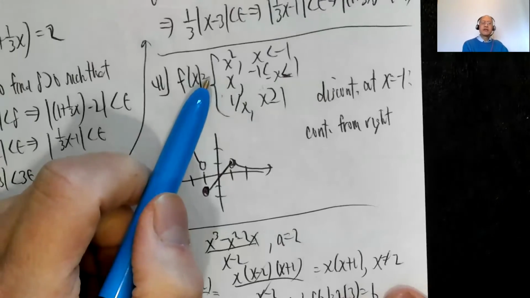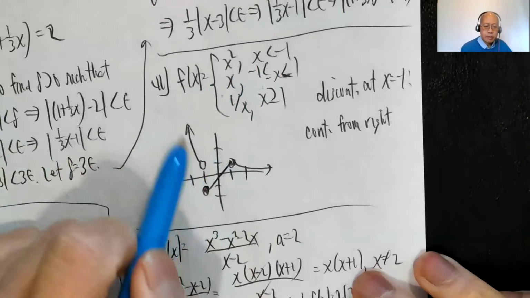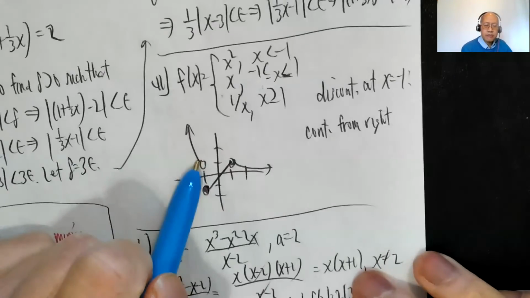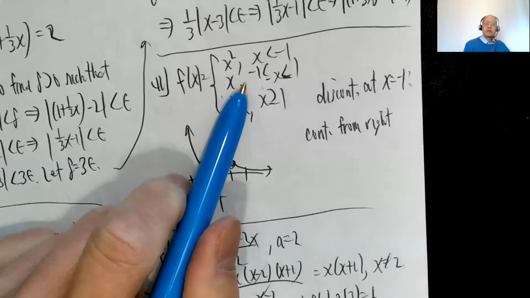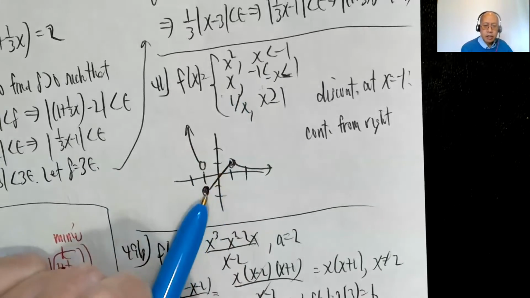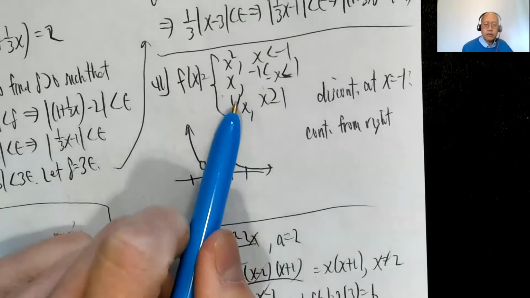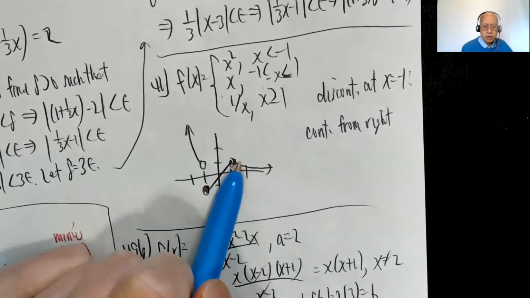41, it's a piecewise defined function. So x squared for x less than negative 1, we know x squared is parabolic. This is the point negative 1, 1. And then between negative 1 and 1 inclusive, f of x is x, a straight line, closed circle. Then for x greater than or equal to 1, it's 1 over x, which follows like so.